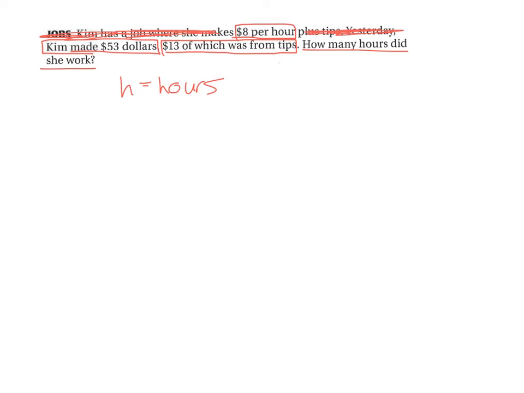We can write our equation. I know the total was 53. That's how much she made. If she makes $8 per hour, I'm going to need to multiply that by the number of hours that she worked. And that's going to tell us how much she made from her wages. And then we have to add the tips. So I have a two-step equation here. I'm going to use my inverse operations. I'm going to subtract 13.